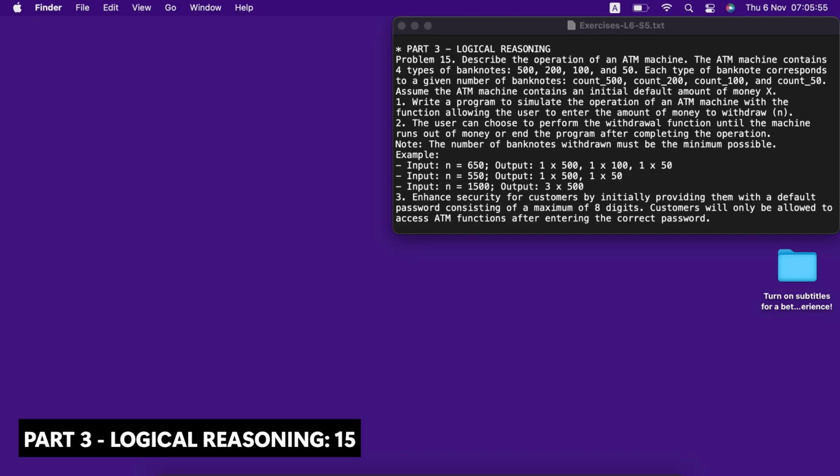1. Write a program to simulate the operation of an ATM machine with the function allowing the user to enter the amount of money to withdraw, n. 2. The user can choose to perform the withdrawal function until the machine runs out of money or end the program after completing the operation. Note: the number of banknotes withdrawn must be the minimum possible. 3. Enhance security for customers by initially providing them with a default password consisting of a maximum of 8 digits. Customers will only be allowed to access ATM functions after entering the correct password.